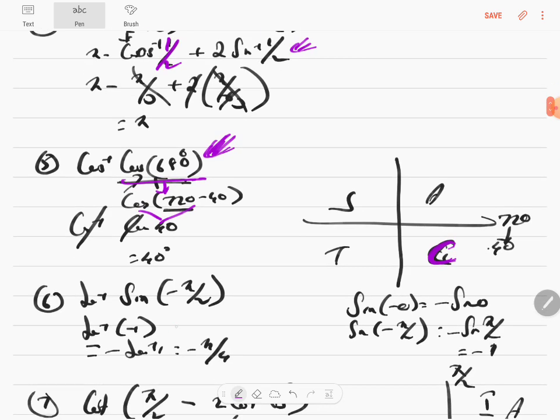Tan inverse of sine of minus pi by 2. Sine of minus theta is minus sine theta. So it will become minus sine 90, which is minus 1. Substituting that value here, tan inverse of minus 1 is minus tan inverse of 1, which is minus pi by 4.